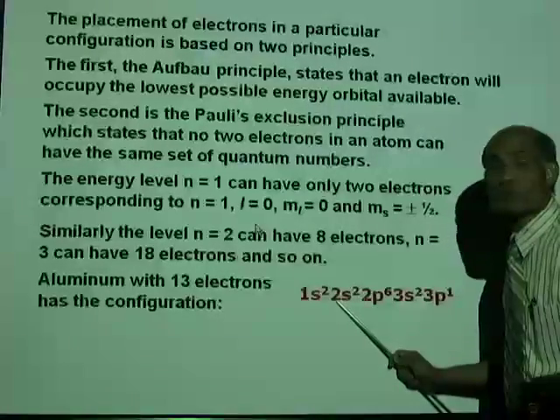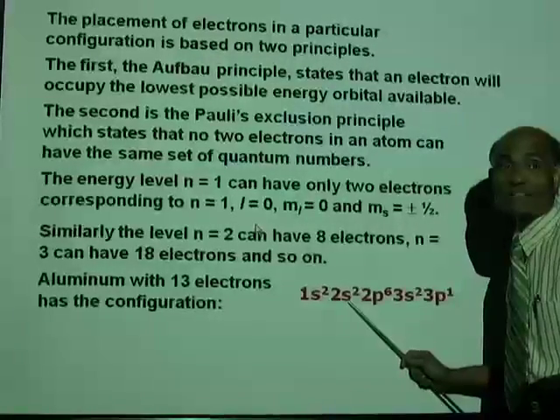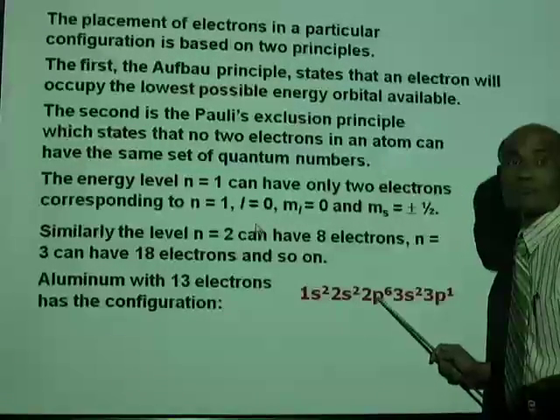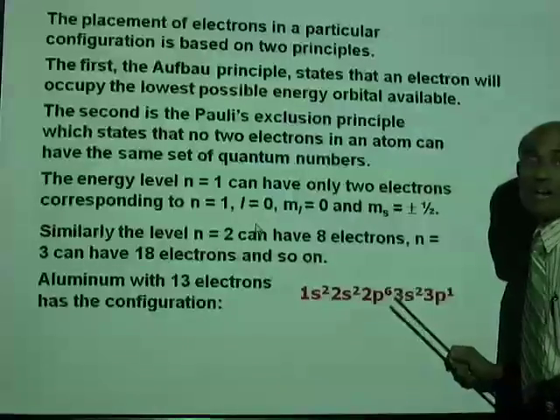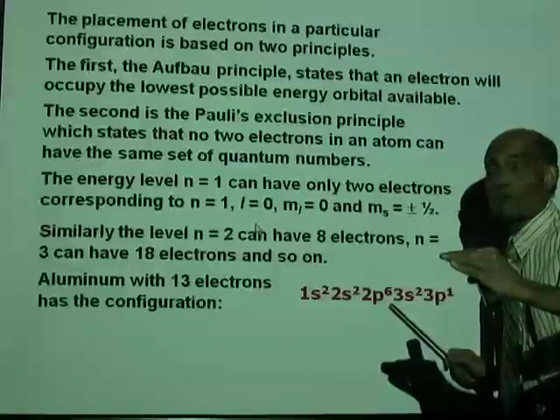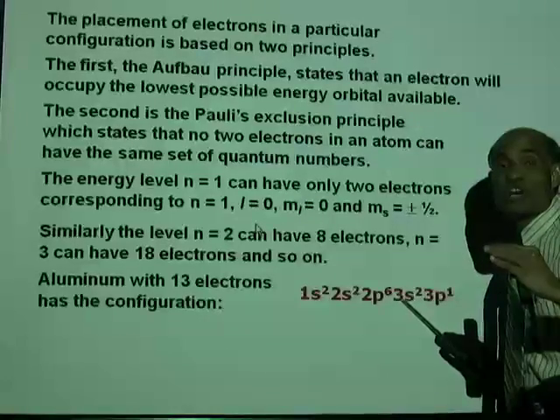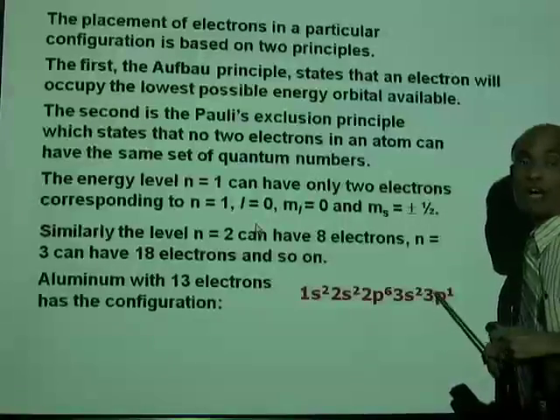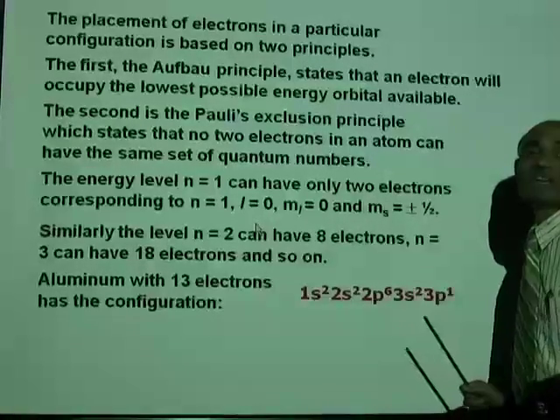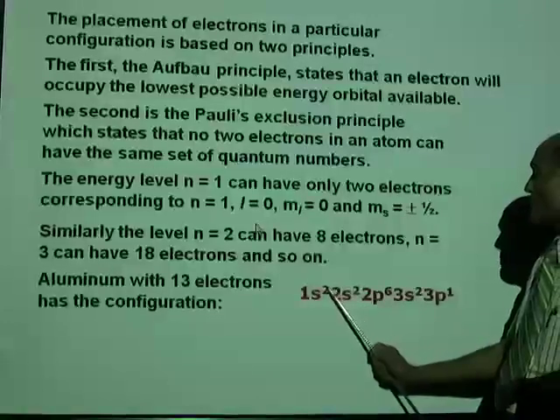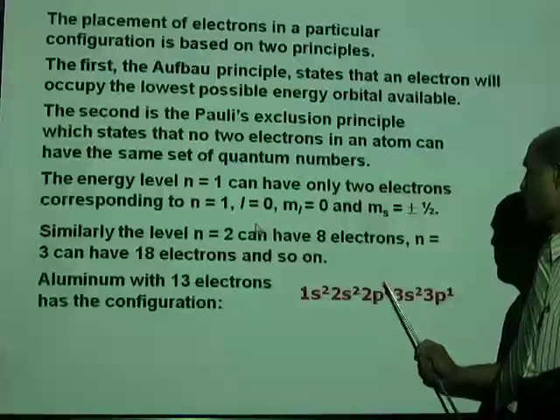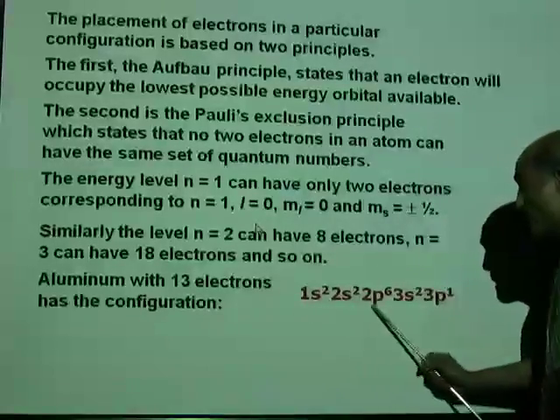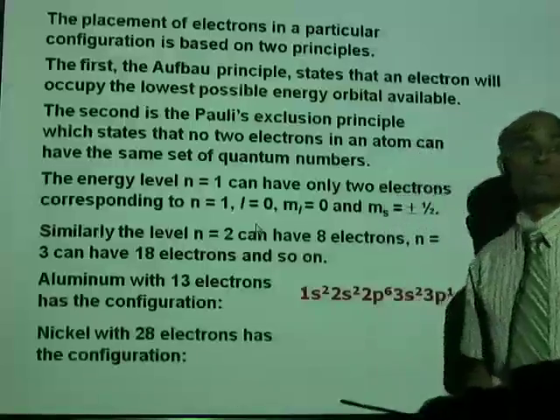And then you go to n equal to 2. That has S and P subshells. S subshell can have 2 electrons. P subshell can have 6 electrons. And once those S and P are filled, then you go to the third shell, n equal to 3. The S subshell there can have 2 electrons, and the remaining 1 electron will be in the P subshell. The total number of electrons will be now 2 plus 2, 4, plus 6, 10, 12, 13 electrons. So this is the electron configuration of aluminum.